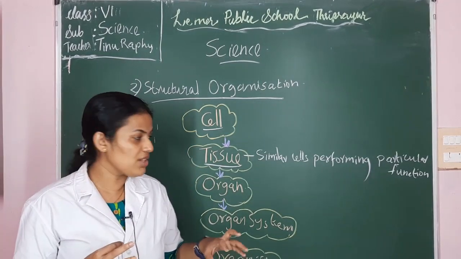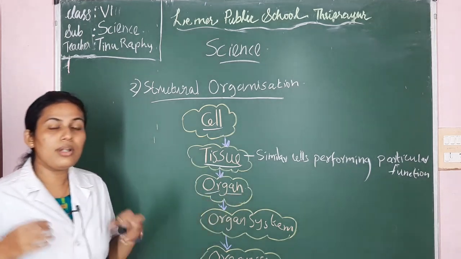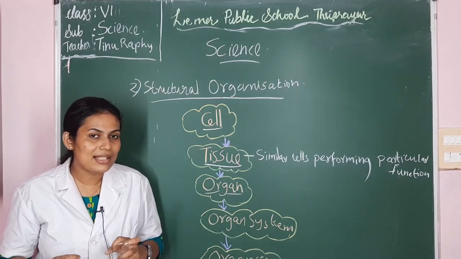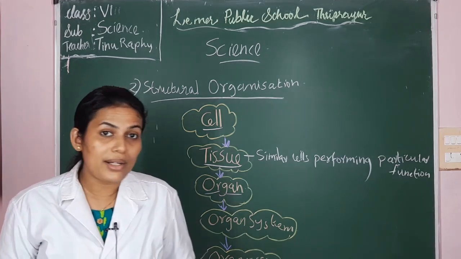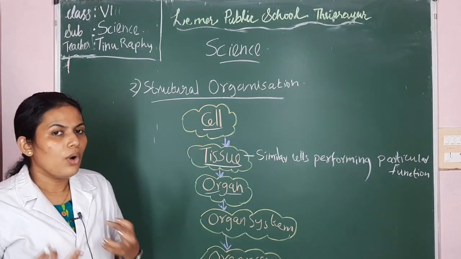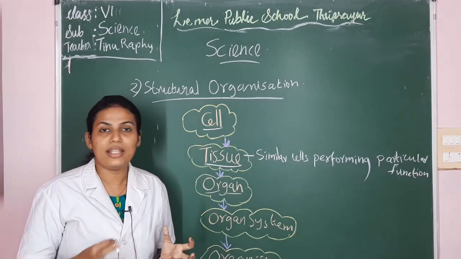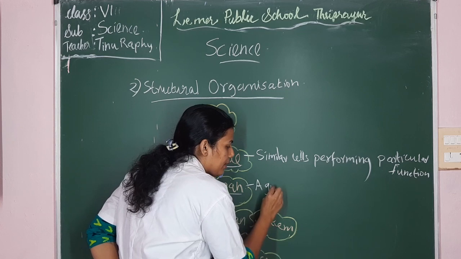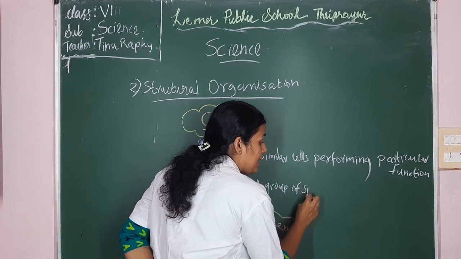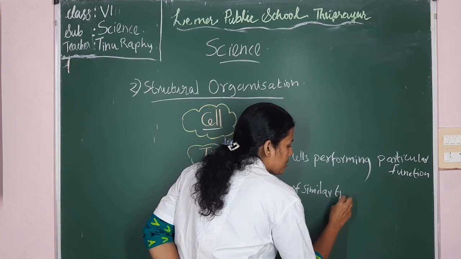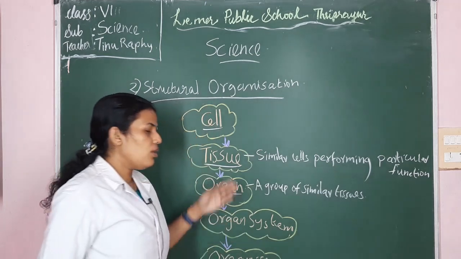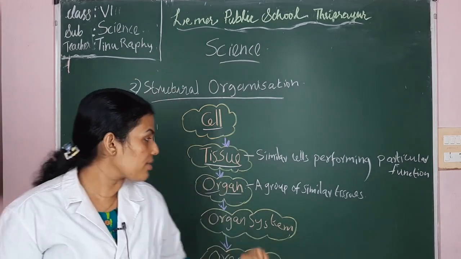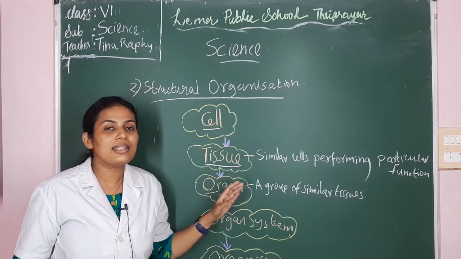Now, the third level of organization is organs. We have learned about different organs in our body. For example, heart, lungs, eyes, which are some of the organs in the human body. So, organs are the third level of organization. What are organs? A group of tissues working together to perform a similar function is called an organ. So we know what tissues are. A group of similar tissues performing a particular function in our body is called an organ. That is the third level of organization.